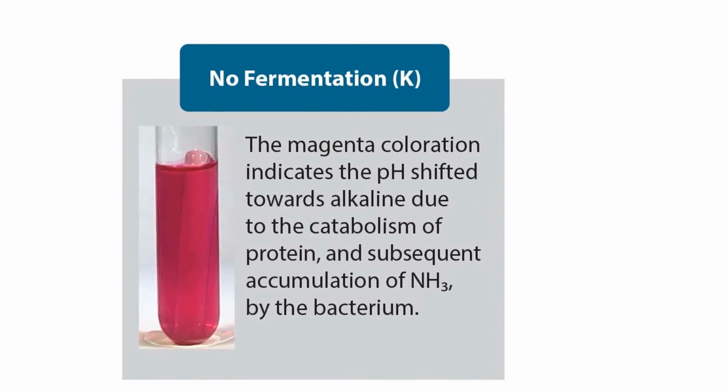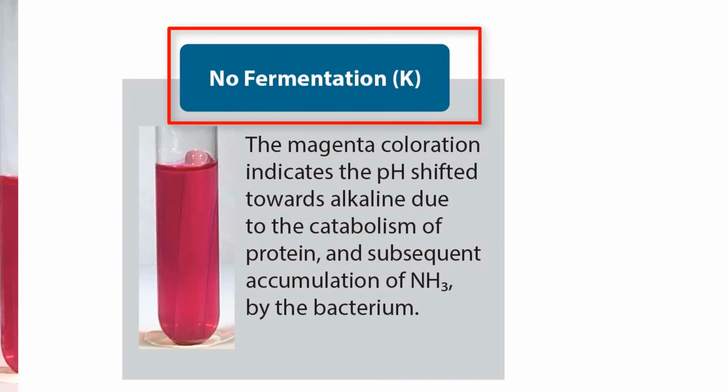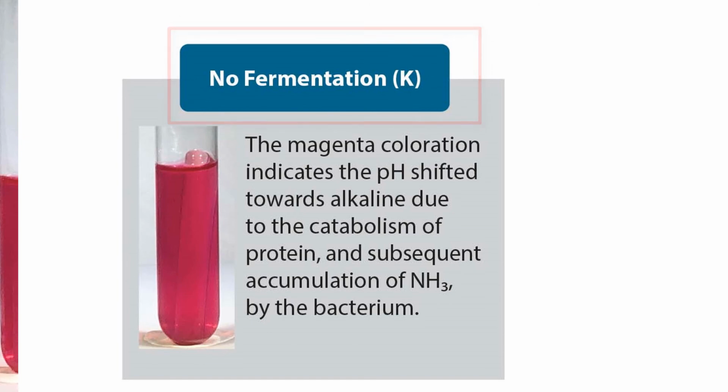The magenta coloration of the last tube indicates the bacterium catabolized protein, producing the base ammonia, which resulted in a shift towards alkaline conditions. The proper interpretation of this result is no fermentation, but it's labeled as K due to alkaline pH.